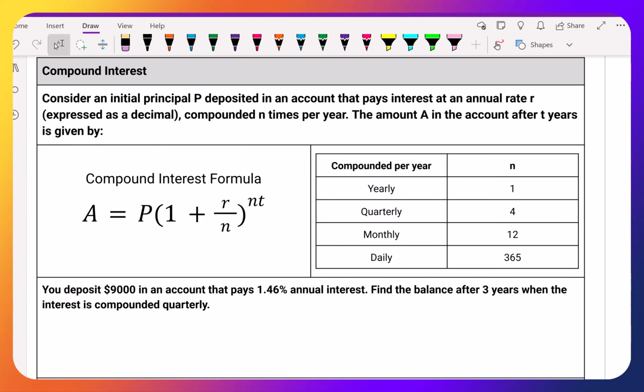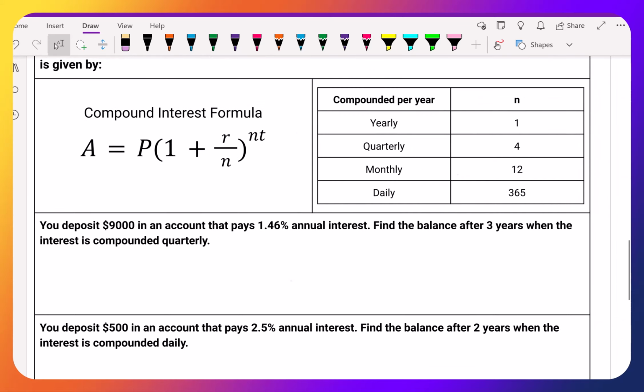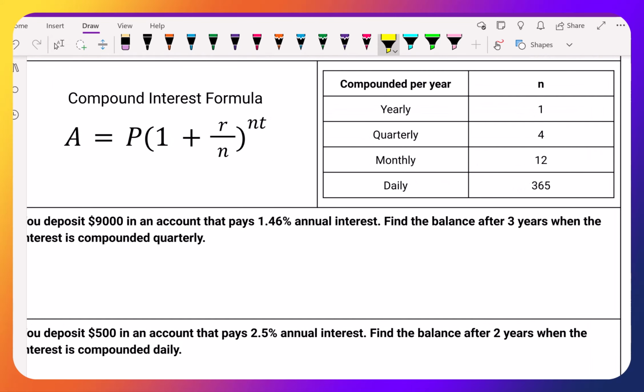Okay, so now we're going to talk about compounded interest. You've seen this formula before. One more time, good news, this is on your formula sheet. You do not have to have it memorized, but you do need to know how to use it. I do need to point out that N is used twice in this formula, and N is going to change depending on how often it is compounded. So yearly would be 1, quarterly is 4, monthly is 12, daily is 365. You will be using that in this lesson and then the next lesson, and possibly later on in the chapter.